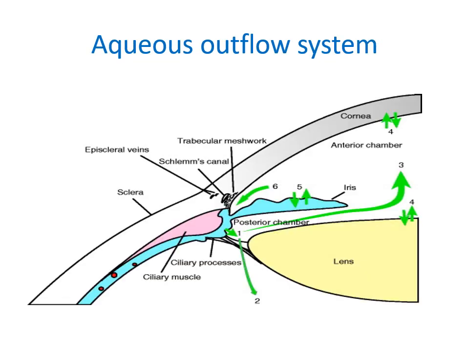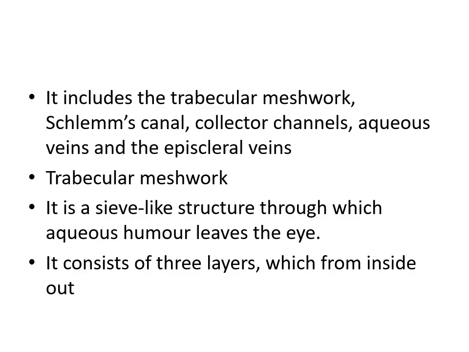Aqueous outflow. As we know, the aqueous humor produced in the posterior chamber drains via the pupillary opening into the anterior chamber, and from the anterior chamber the drainage occurs at the angle between the cornea and the iris. At the angle, the trabecular meshwork takes it up via the Schlemm canal, and it is drained into the episcleral vein. So the pathway includes the trabecular meshwork, Schlemm canal, collector channels, aqueous veins and episcleral veins.